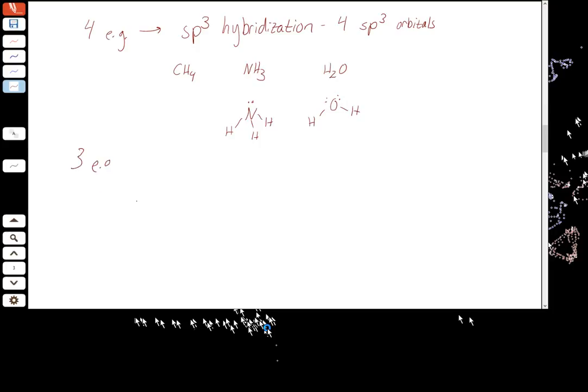If we have 3 electron groups, instead of sp3 hybridization, we have sp2 hybridization. So the s orbital hybridizes with 2 of the p orbitals, and what does that leave? If we're using 2 of the p orbitals to hybridize, that means we have a leftover, unused, unhybridized p orbital. So we end up with 3 sp2 orbitals plus 1 unhybridized p orbital.